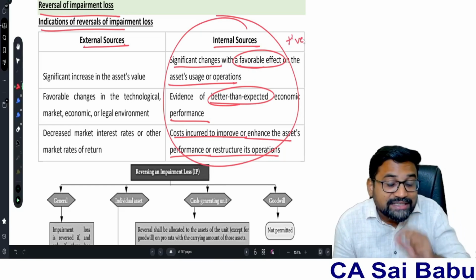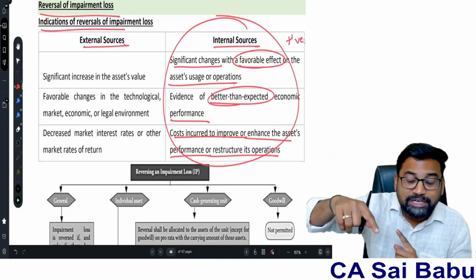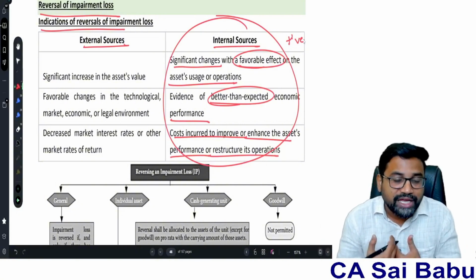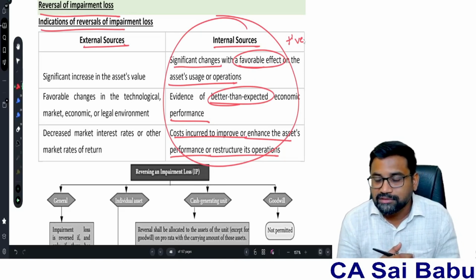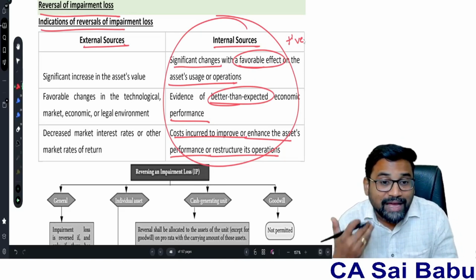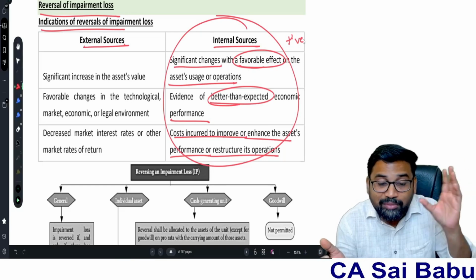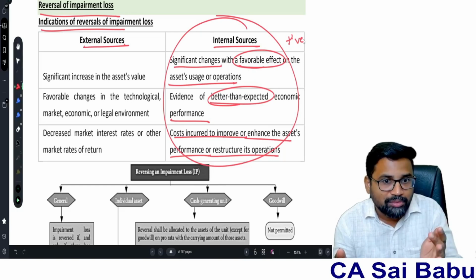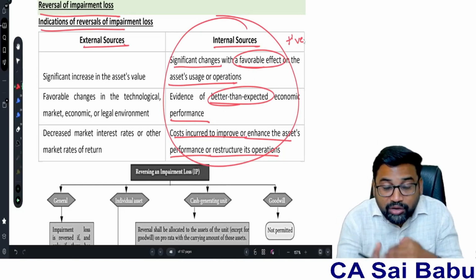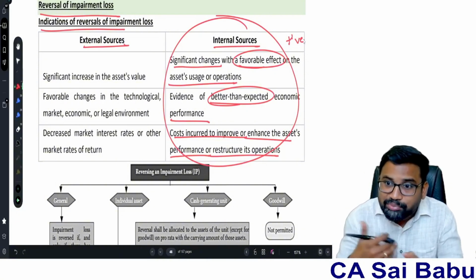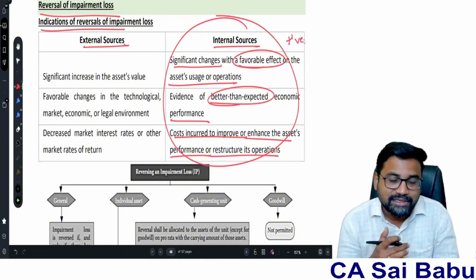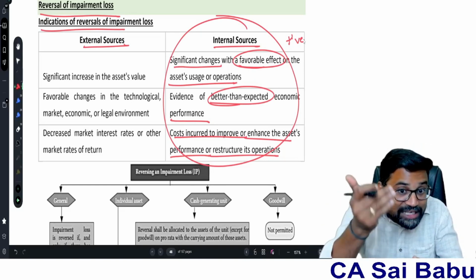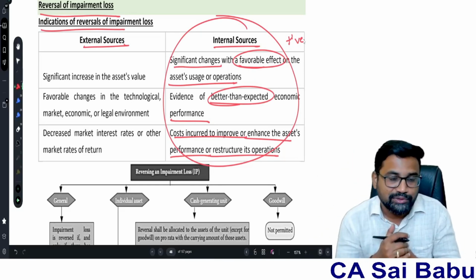Then you can reverse the impairment loss. See, once you booked an impairment loss, because there were negative signs, but now there are positive signs. When there are positive signs, you need to reverse the impairment loss. That means maybe your recoverable value has improved. What happened is your carrying amount was greater than recoverable value. So whatever the excess above the recoverable value, that is my impairment loss, you booked. But now the situations are improving. So when the situation is improving, your recoverable value gradually increases. So therefore, whatever the impairment loss you booked, you need to reverse it. That means whatever the asset value you decreased, now you need to increase the asset value.